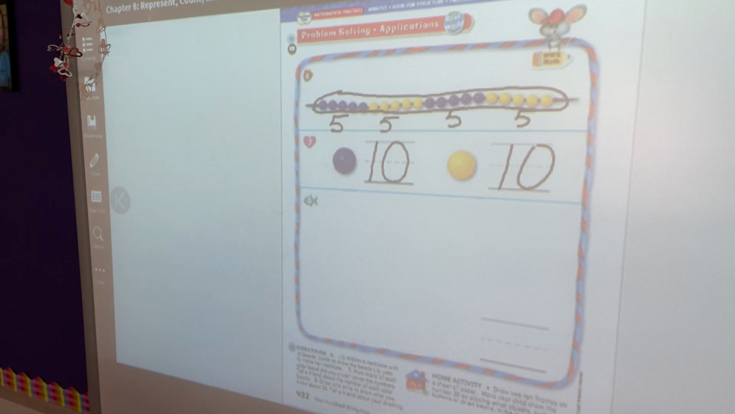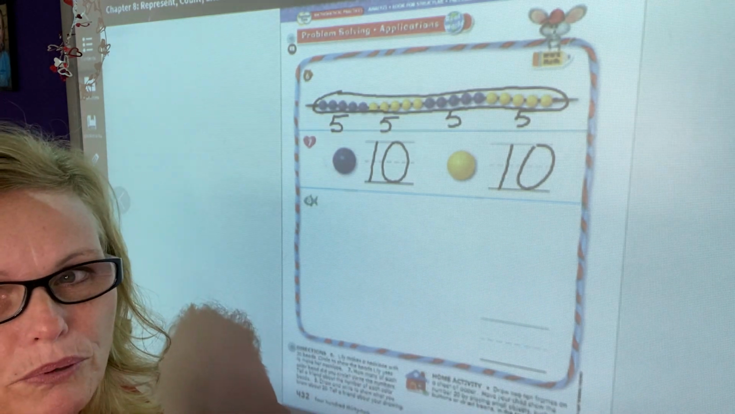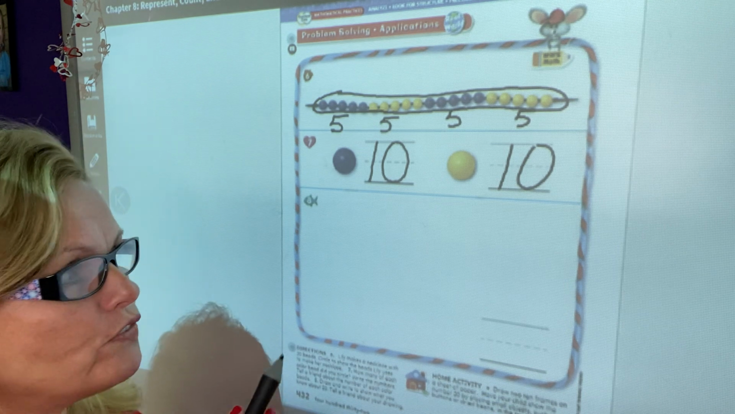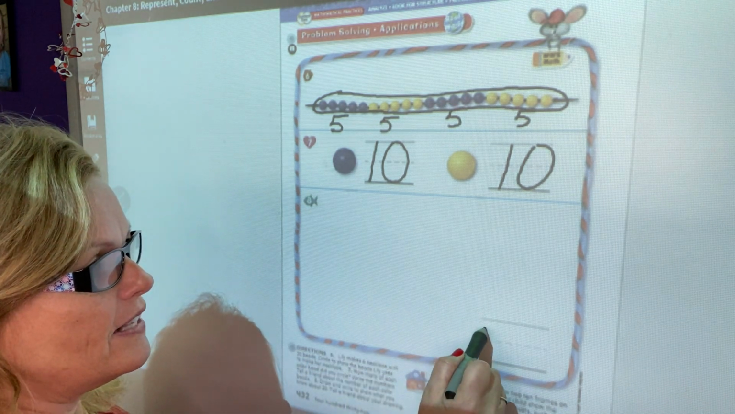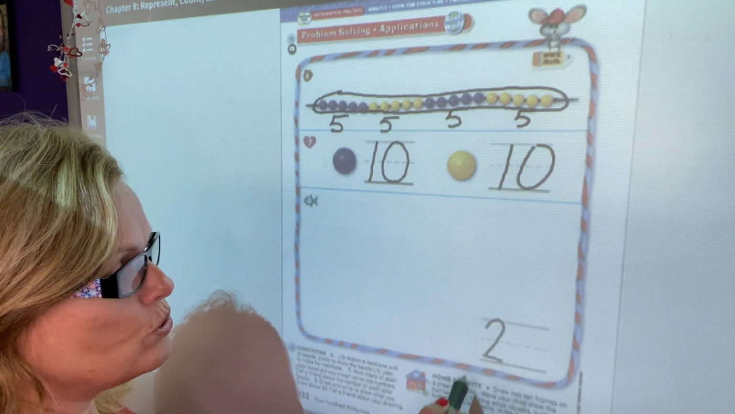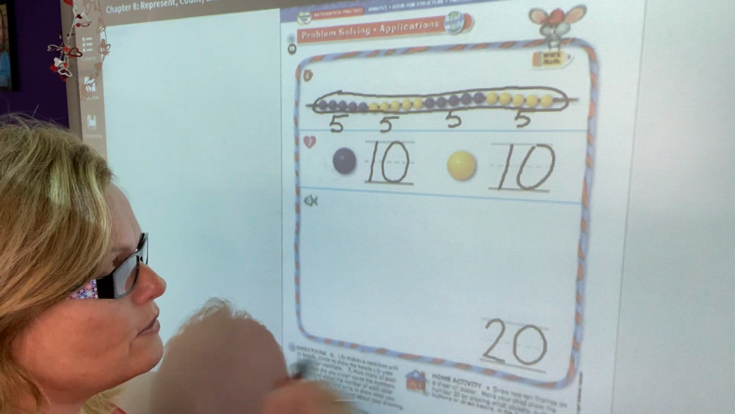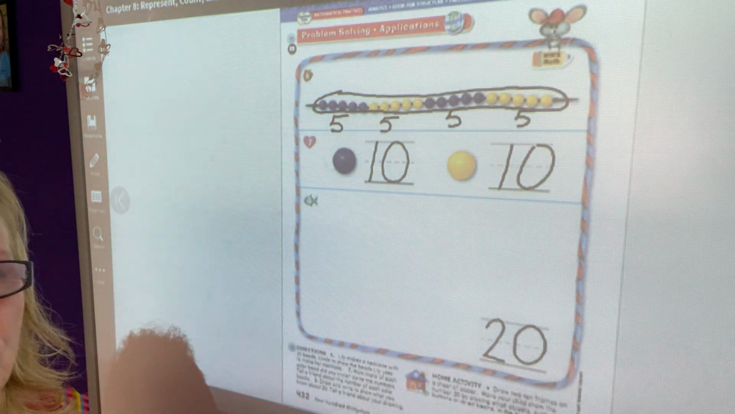Last but not least, I want you to draw and show me what you know about 20. Let's go ahead and write the number 20 on this line right here. Do you remember what it looks like? What's the first digit? It's going to be a 2. A 2 and a 0. 2 and 0 make 20. Well, what do you know about 20?